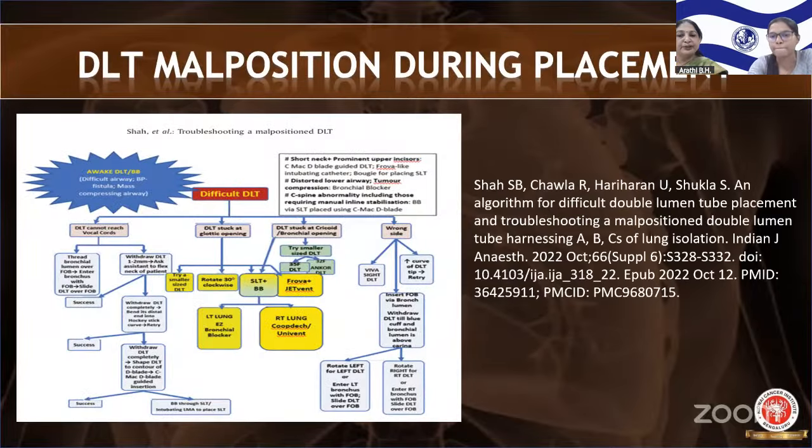In 2022, IJA published a beautiful article with an algorithm on difficulty in DLT placement. We took this article, which has 4 limbs. We have divided the 4 limbs into separate ones so that we can understand each limb properly and the remedies to it. Let us see each limb one by one.